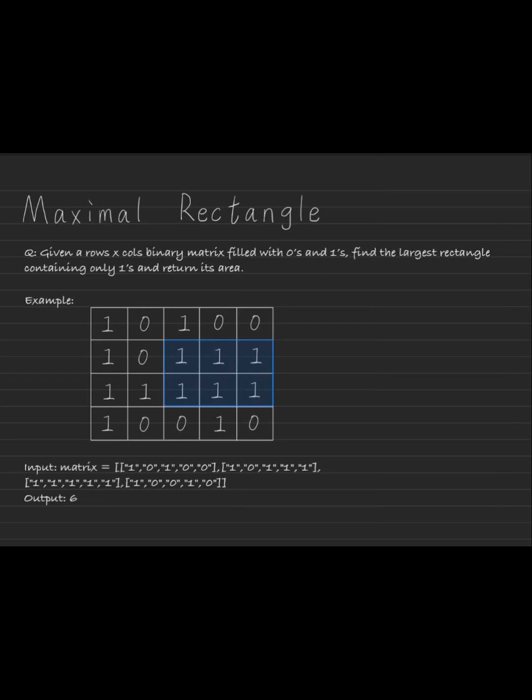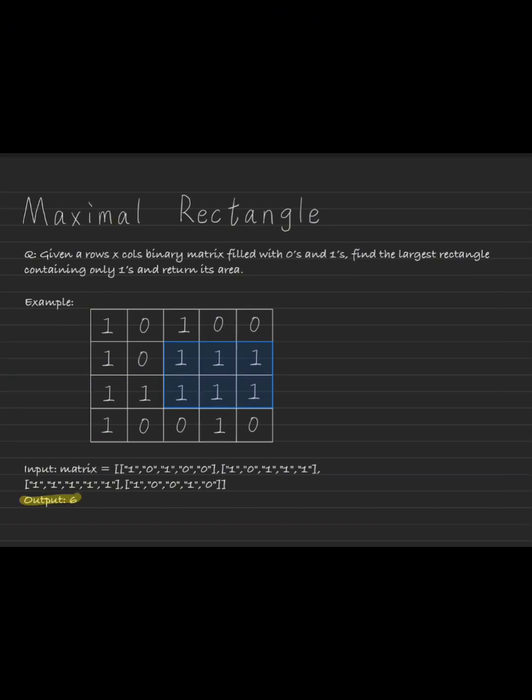Hello everyone, today we're going over the LeetCode hard question, maximal rectangle. The question is, given a 2D matrix filled with zeros and ones, find the largest rectangle containing only ones and return its area. So in the example below, the largest rectangle is the blue area here and the total area is 6. Pause the video here if you'd like to think independently first.